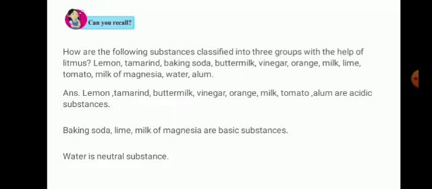In acidic solution, blue litmus paper turns red. In basic solution, red litmus paper turns blue, and neutral solution will not have any effect on litmus paper. Means blue will remain blue, and red litmus paper will remain red.